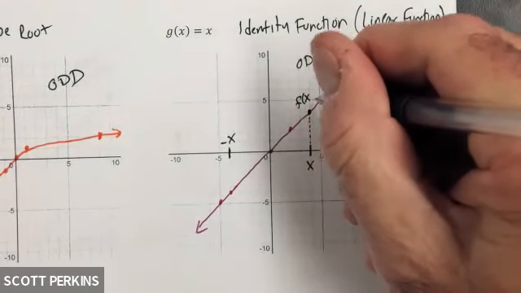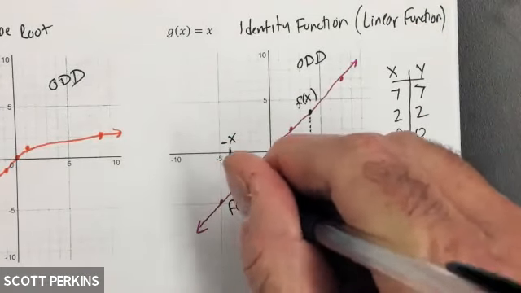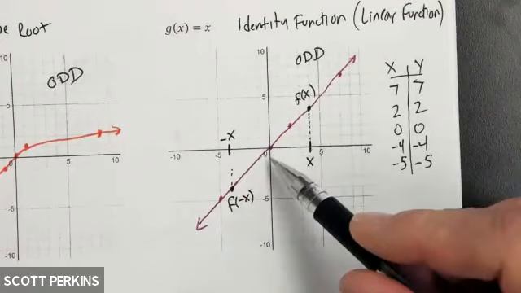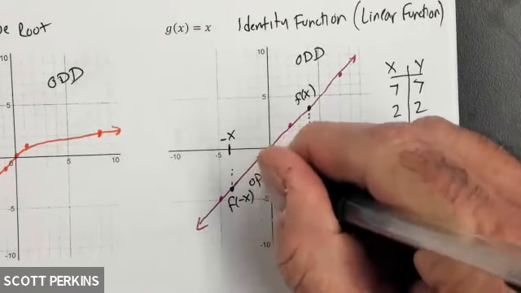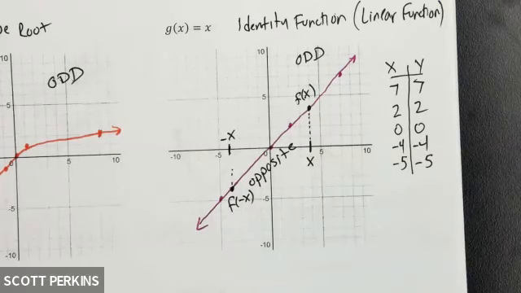Here's f of x, here's f of negative x. They're not equal, but they are opposite values. So if you go the same distance in the positive and the negative direction from the origin, so you go x and negative x, then the function values you get are opposites of each other. They're the same value, but they have different signs.